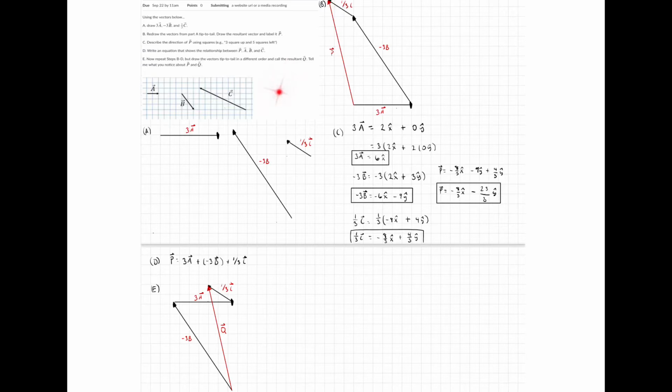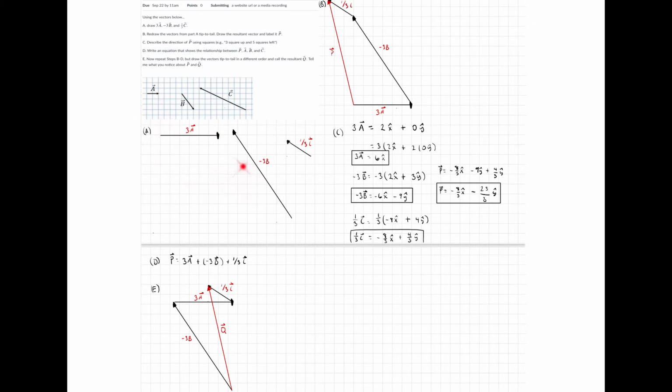Hello. So for this video, I'm asked to use the vectors below and to draw each vector. So here we have vectors A, B, and C. So vector A is just magnitude being multiplied by 3. So this one is a lot longer than the original one.